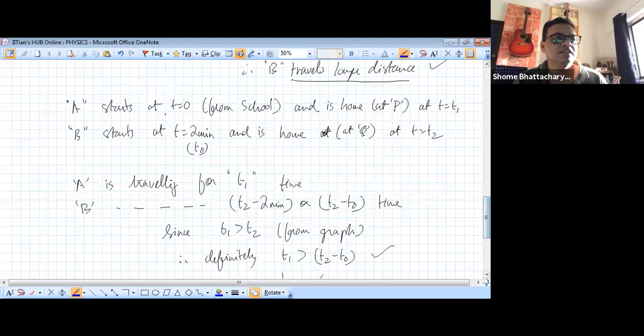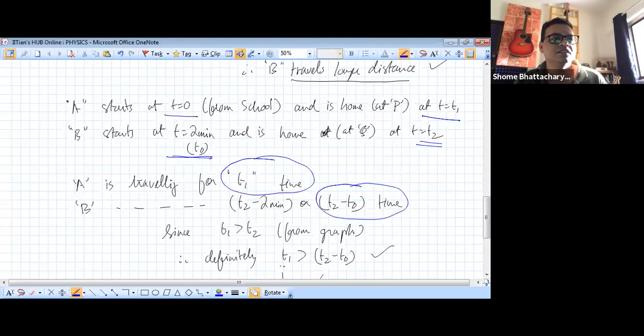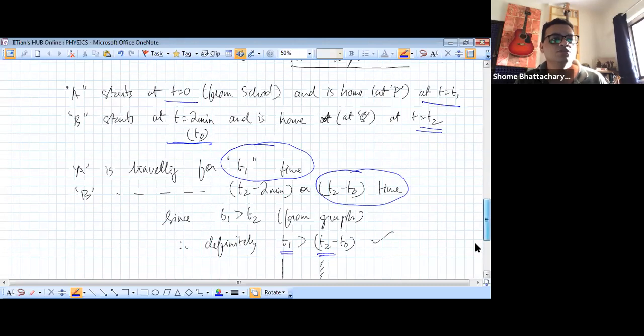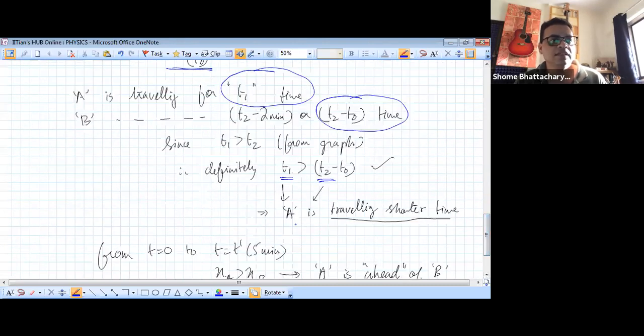That A starts at T0 and reaches the destination at T1. B starts at 2 minutes and reaches the destination at T2. So that means A is traveling for a total time of how much? But B is traveling for a total time of how much? So definitely this time is greater than this. So that means who is traveling for a longer time? A is traveling for a longer time.